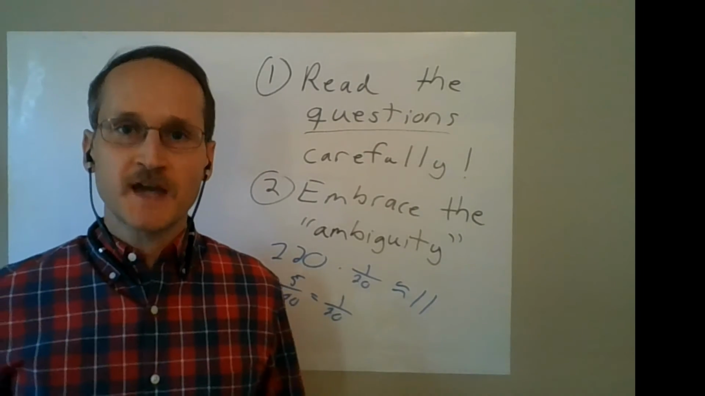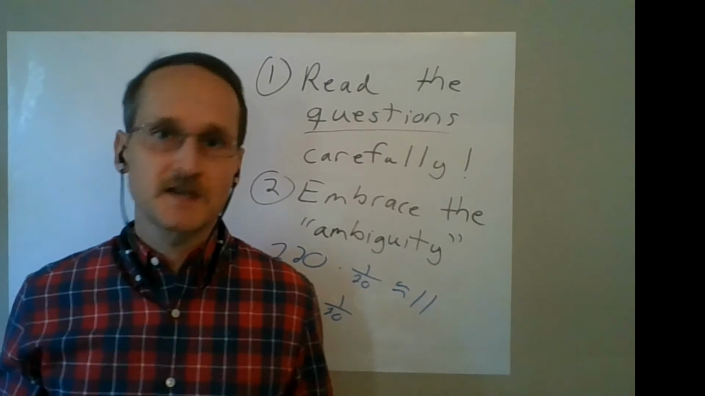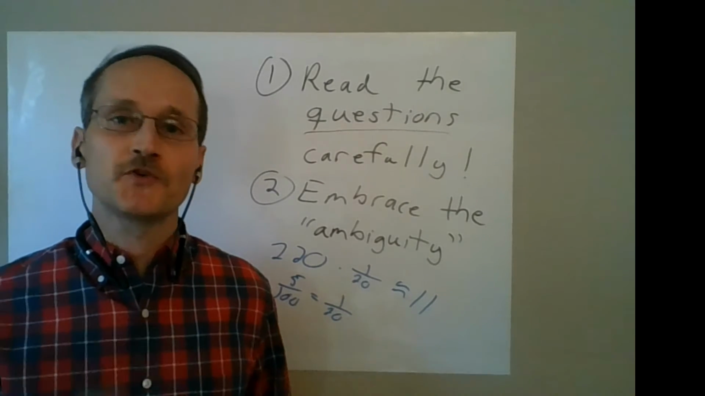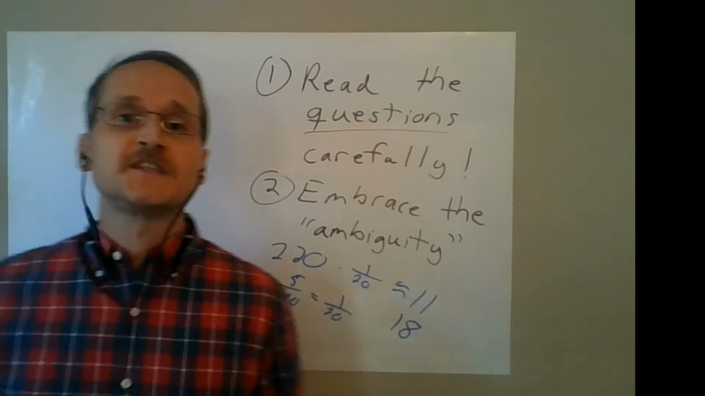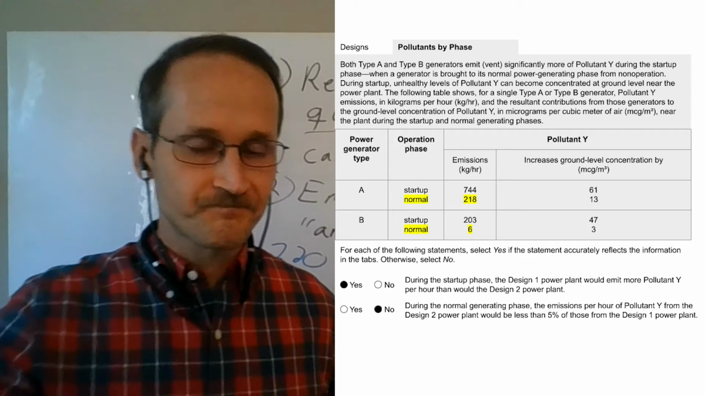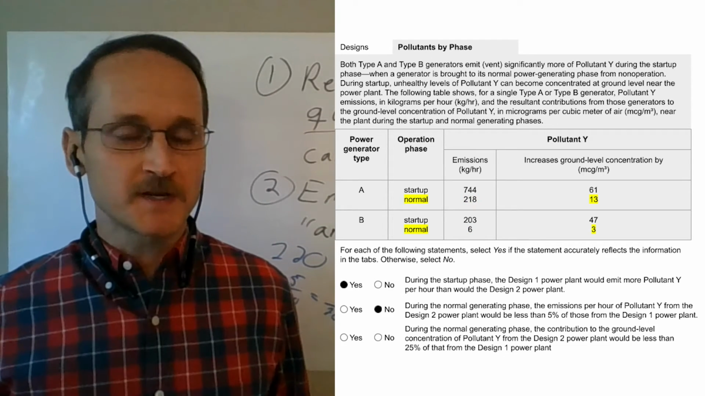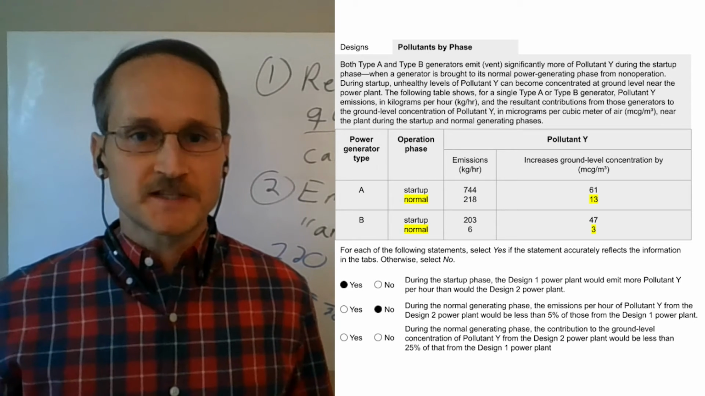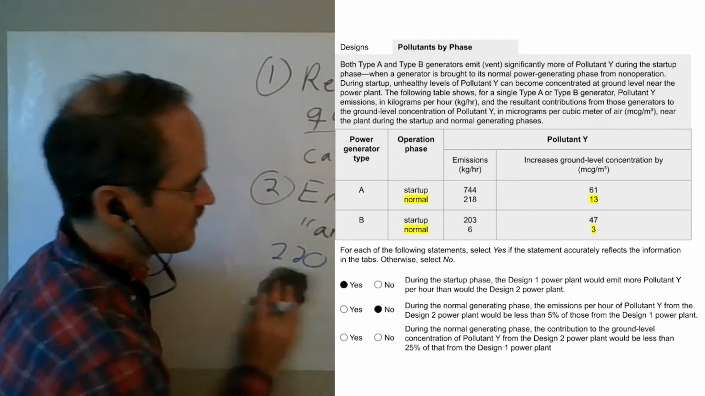So if you're not being careful, you might say, well, that's bigger than 6. The answer is yes. But again, design 2 has 3 type B generators. You have to multiply that 6 by 3 to get 18. Since 18 is bigger than 11, the answer here would be no. And similar story on the third statement. If you just compare type A to type B, you might say, well, 25% of 13, that's about 3.